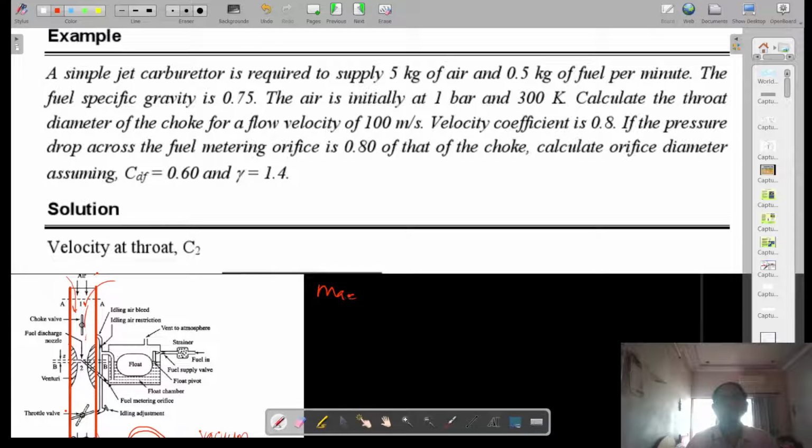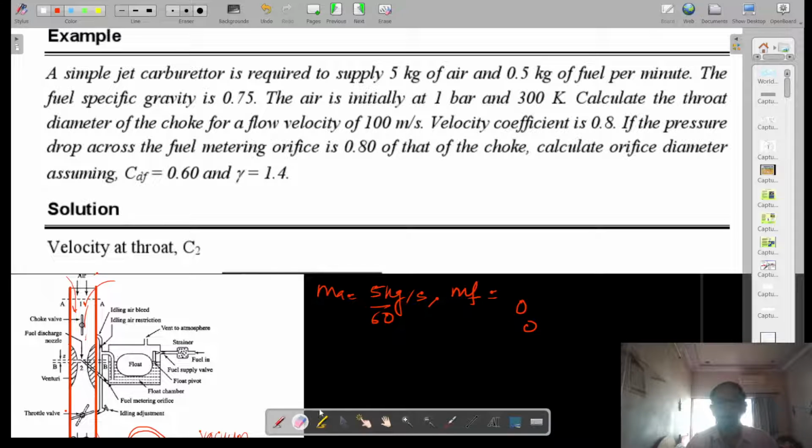The mass flow of air is 5 kg per minute. So 5 kg per minute means 5 by 60 kg per second. Then the fuel flow, mf, is also given as 0.5.